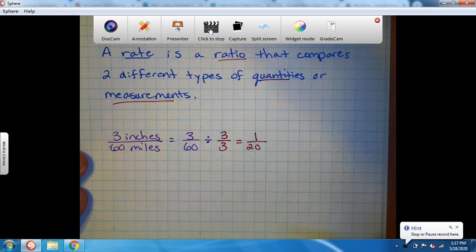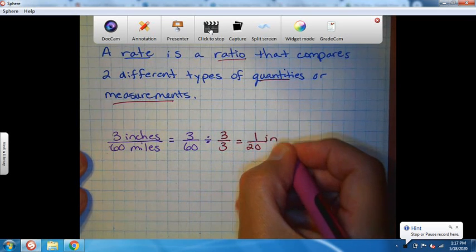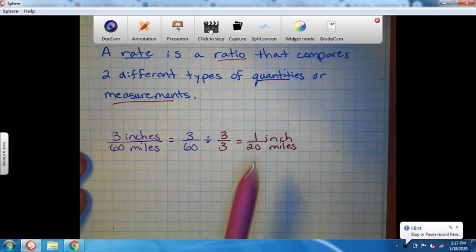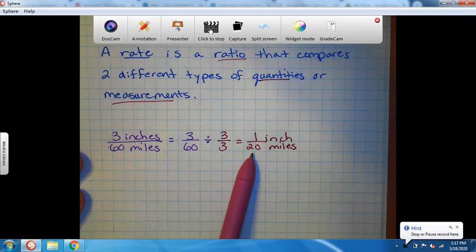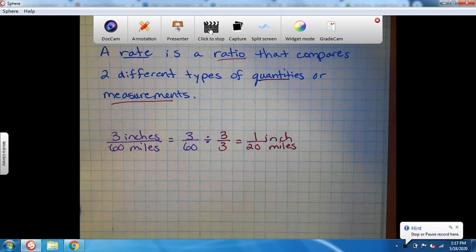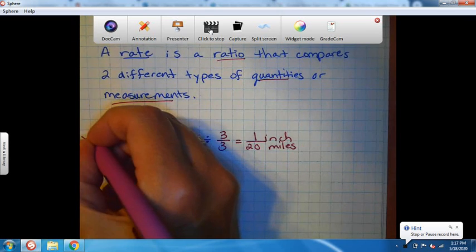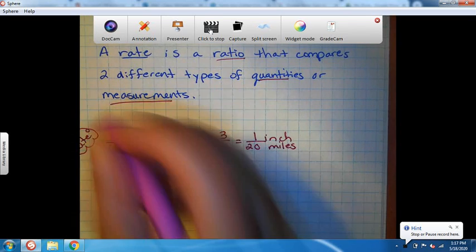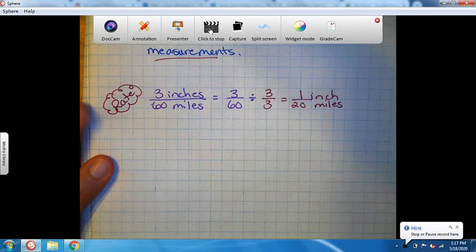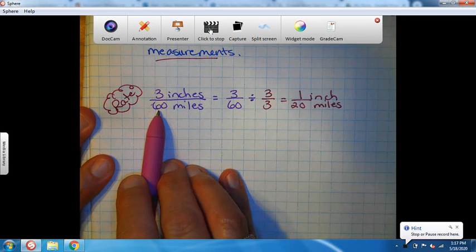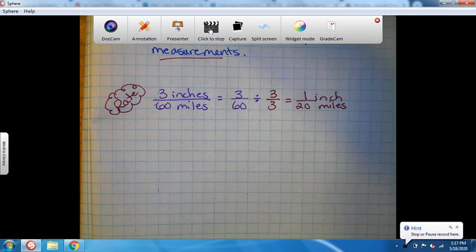Now 1 what? 1 inch equals 20 miles. Okay, so for every 1 inch on the map, it equals 20 miles. Okay, so this is a rate. The difference, so this one is a rate. Okay, that one's a rate when the top number is smaller than the bottom number. That's a rate. Now a unit rate is very helpful when you go to the store so you can figure out how much something, which one's a better buy.